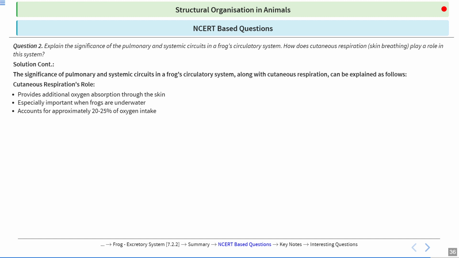Accounts for approximately 20 to 25% of oxygen intake, right? And that requires moist skin to function efficiently. So once they are in water, they are always moist. That works in conjunction with pulmonary respiration. And this cutaneous respiration is also required at the time of hibernation and estivation. So three conditions are there. Once they are in water, fully submerged, once they are in the process of estivation and hibernation.